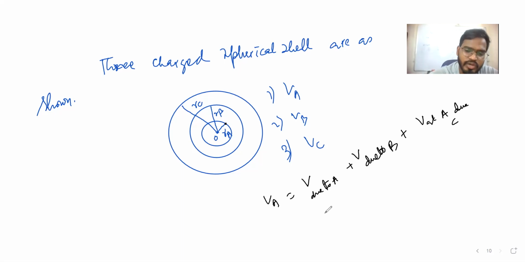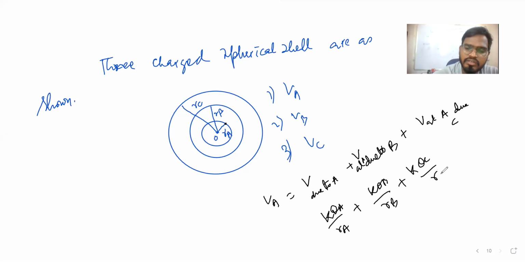So potential at A is KQA by RA. Potential at A due to B, so it is an outside point. So there will also be a potential. But think, potential at A due to C is an inside point. This is also an inside point. So we can say KQB by RB, KQC by RC. So this is going to be the potential at A.